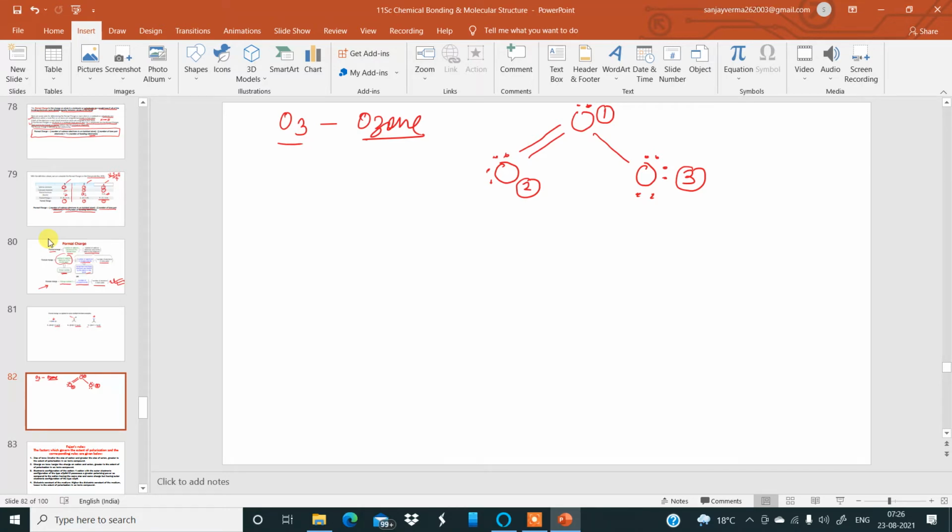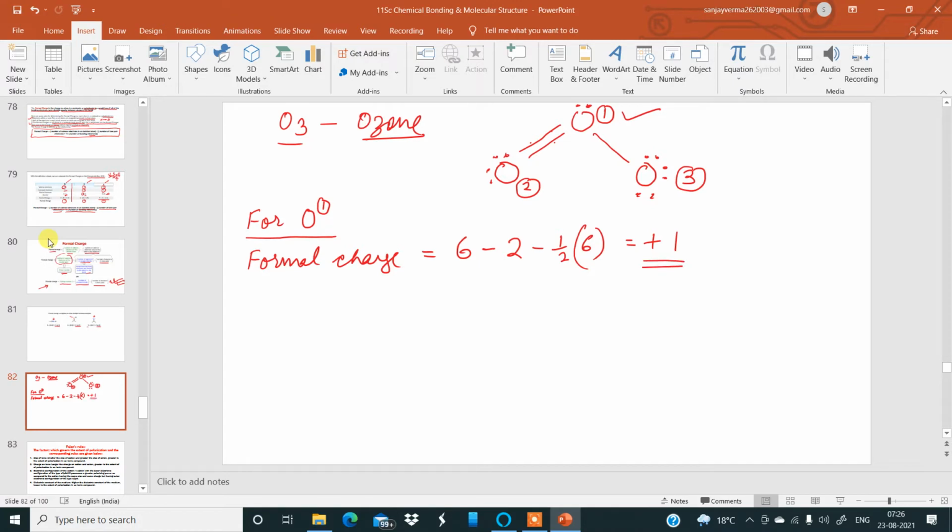So now for oxygen 1, the formal charge will be equal to, it is oxygen, so it belongs to group 6, so 6 minus the number of valence electrons, which is 2, minus half into the total number of electrons, 1, 2, 3, 4, 5, 6, so half into 6, that is coming to plus 1. So the formal charge on oxygen 1 is coming to plus 1.